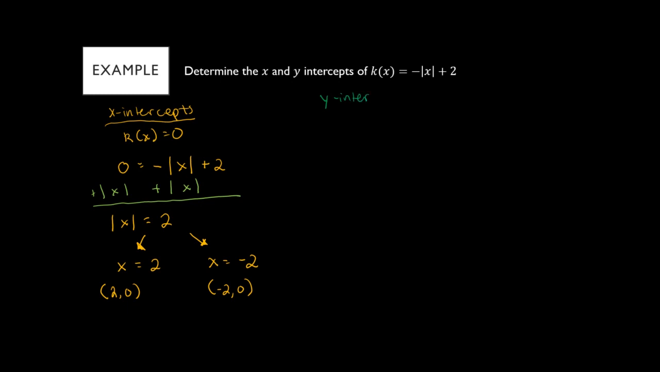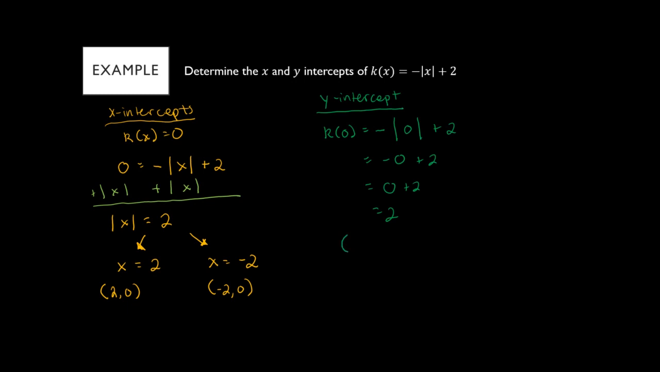For the y-intercept, that's where we plug 0 into the function. So we're finding k of 0. So I have negative absolute value of 0 plus 2. So the absolute value of 0 is still 0. So this gives me negative 0 plus 2. And negative 0 is 0. So this is just 0 plus 2. It's just 2. I mean, I don't have to show all of that work. I can just say, oh, the 0, it's all going to disappear. My answer is going to be 2.